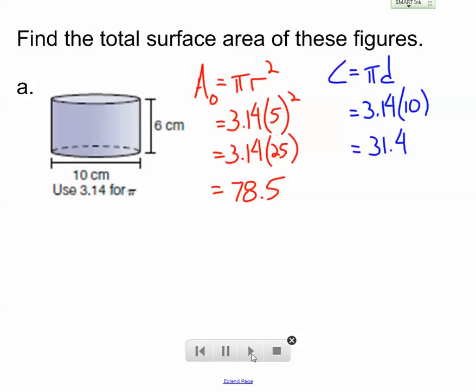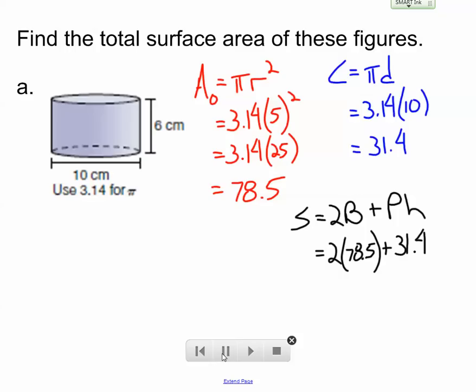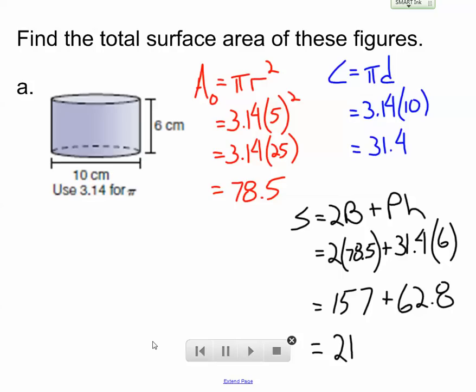So now we've got everything we need to figure out the surface area of this cylinder: 2B plus PH. Well, the area of the base is 78.5. The perimeter of the base, or circumference, is 31.4. And the height of the prism is 6. The distance between the two circles is 6. So we multiply 2 times 78.5 to get 157, and we multiply 31.4 times 6 to get 188.4. Then we add up those two values, and we get the surface area of the cylinder, 219.8 centimeters squared.